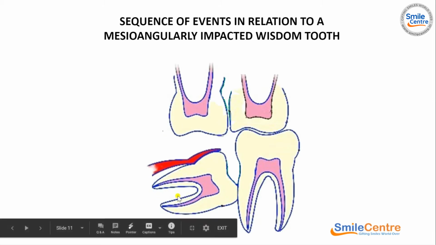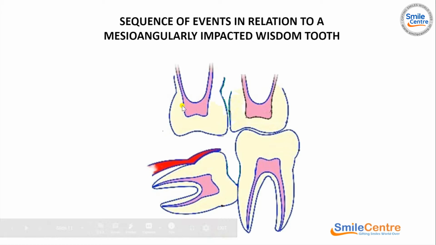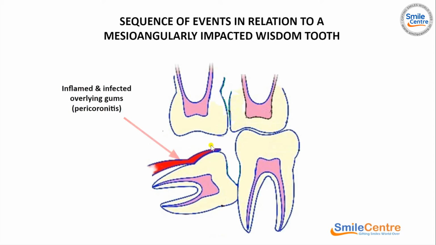Now in this case, you can see the wisdom tooth is lying at an angle, and this tooth, the upper wisdom tooth, is in its position, and there is a big gap here. Because of this particular angulation, the gum tissue which covers the wisdom tooth is here, and whenever the patient chews, the gums get traumatized and inflamed, and this condition is what we call pericoronitis.